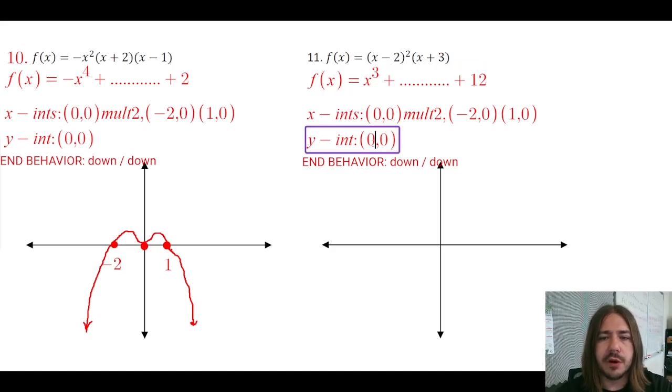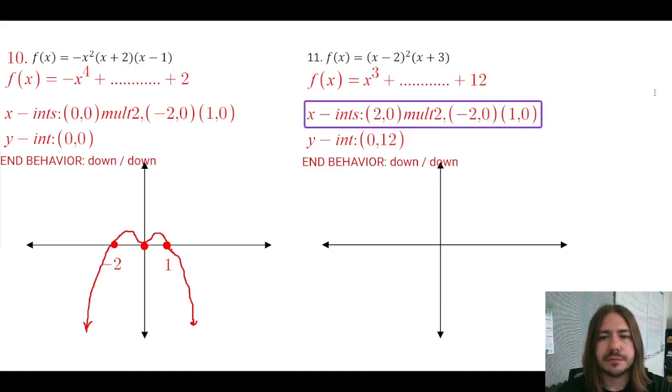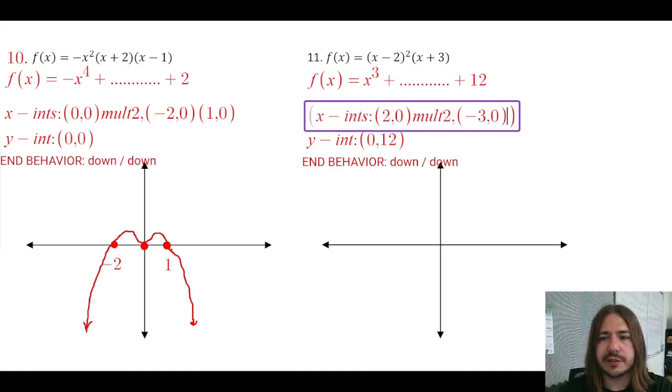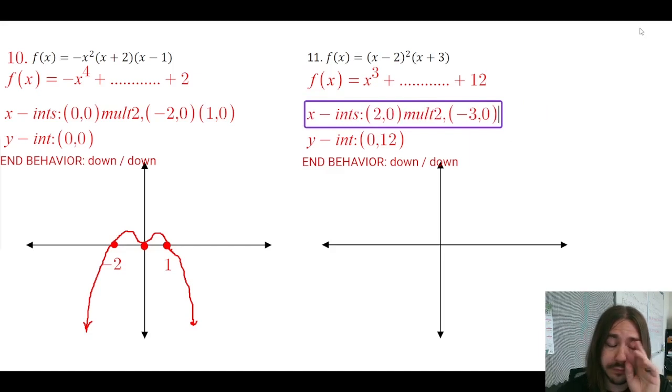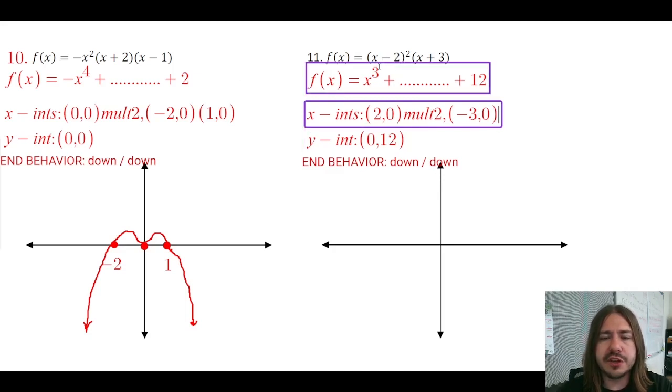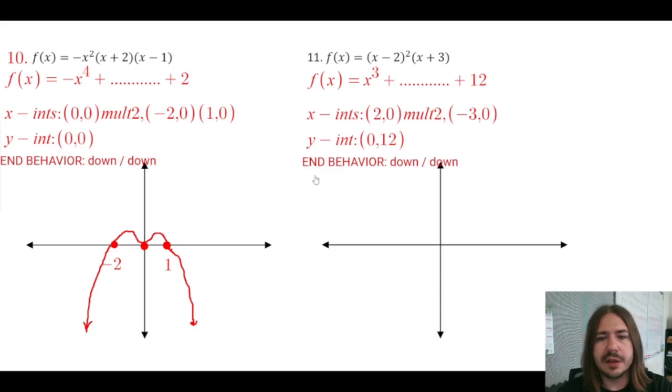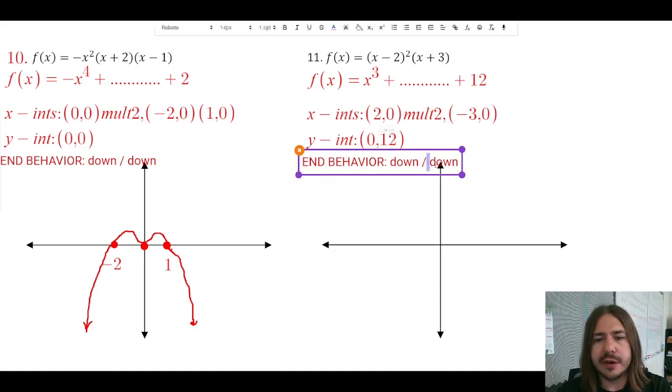We're going to put our y-intercept at 12. Our x-intercepts, we have one at positive 2, which does have a multiplicity of 2 again. And then we've got one at negative 3. So we just have 3 x-intercepts here. Or I should say 3 roots, 2 distinct x-intercepts. And then for the end behavior, since we've got a positive leading coefficient and an odd degree, it's going to go down to the left, up to the right.